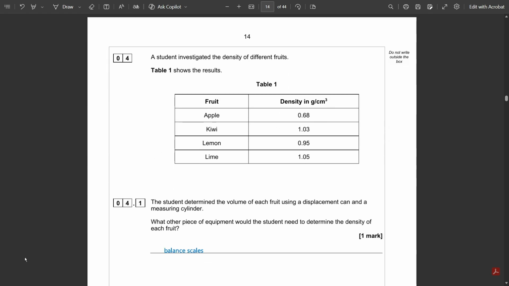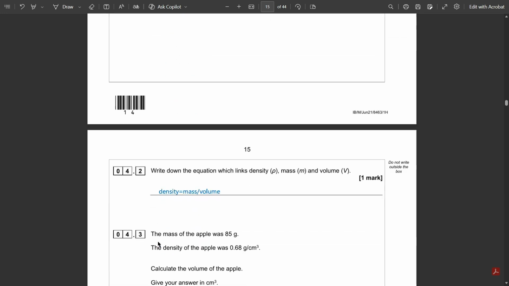Then question 4, a student investigated the density of different fruits. Table 1 shows the results. The student determined the volume of each fruit using a displacement can and measuring cylinder, and what other piece of equipment would the student need to determine the density? Well, density equals mass over volume. You can use the displacement can and measuring cylinder to work out the volume, so you only need to find out the mass, and you can do that using balance scales.